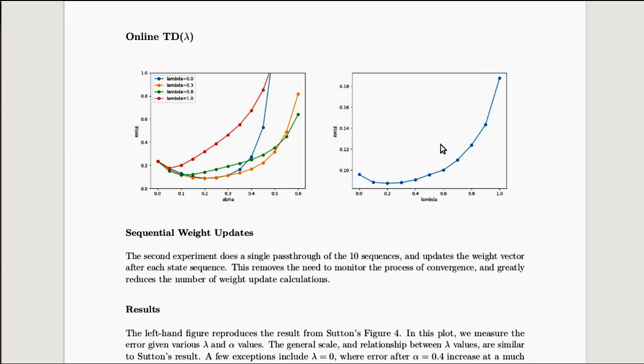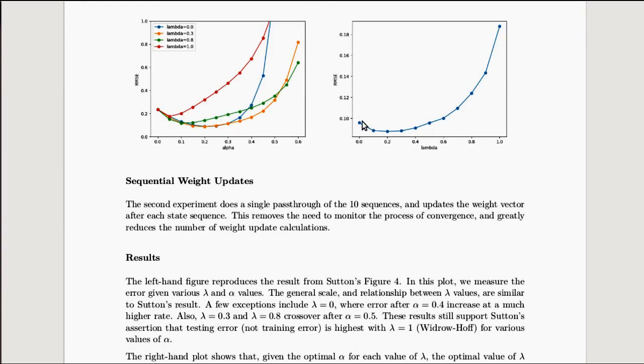And then finally here we're showing that given an optimal alpha for each value of lambda, lambda equals 0 is actually not optimal in this case, mainly because it doesn't propagate values back quickly enough. And so with the limited amount of training data, it takes too long to converge the weight vector. So in this case, it's actually better to have a lambda value somewhere in between 0 and 1. In this case, it's actually 0.3.